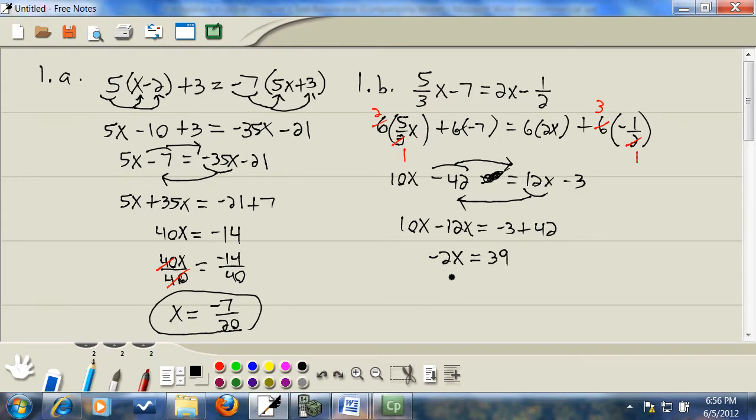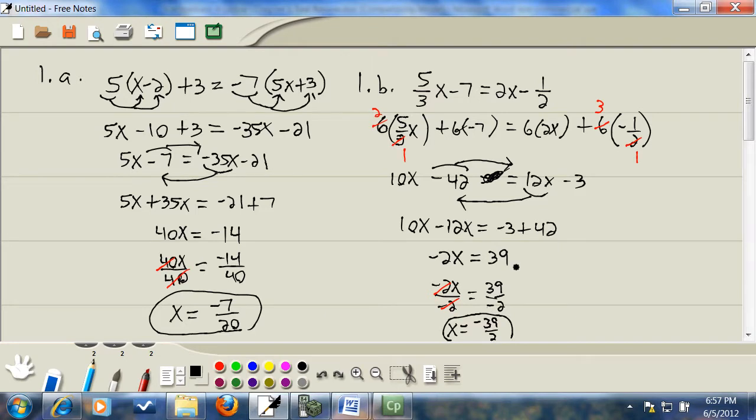And our last step is to divide both sides by the number in front of your x, which is a negative 2. So we'll divide both sides by a negative 2. These negative 2s cancel. And we got x is equal to negative 39 over 2. And that's our answer.